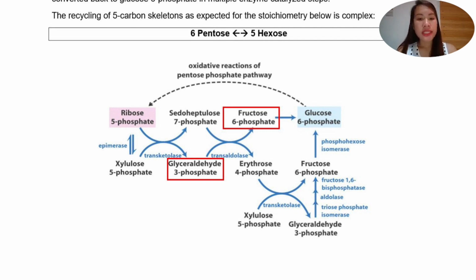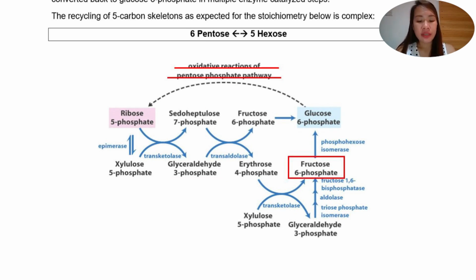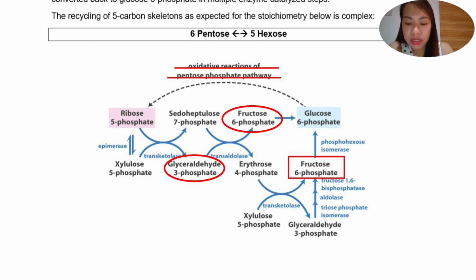Okay, in this next slide, we can see here fructose 6-phosphate has been emphasized. So here, it only means the conversion of pentose phosphates to intermediates of glycolysis, which are glyceraldehyde 3-phosphate and fructose 6-phosphate, are being converted using transketolase and transaldolase.